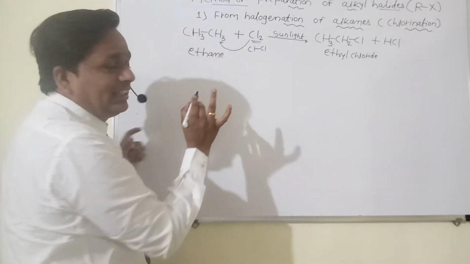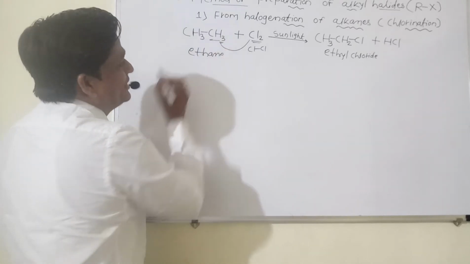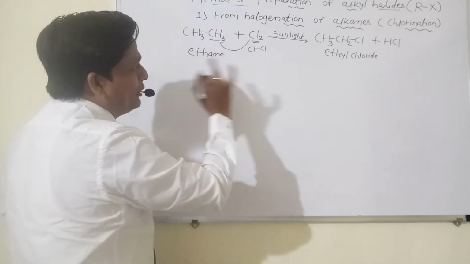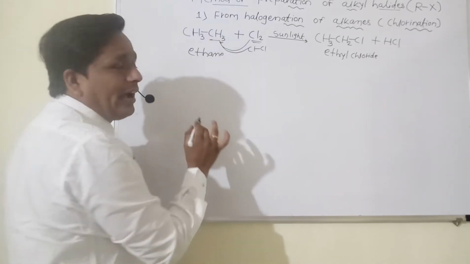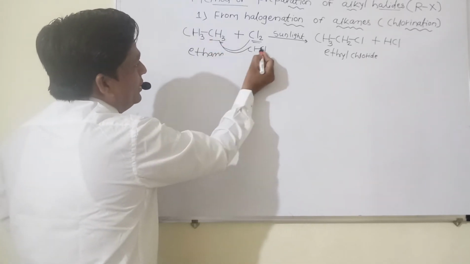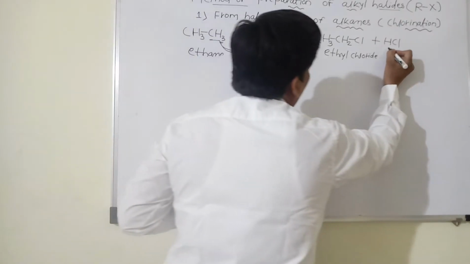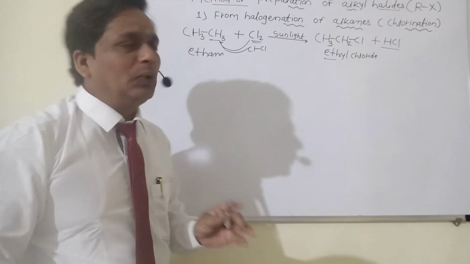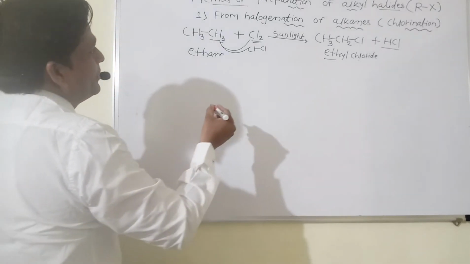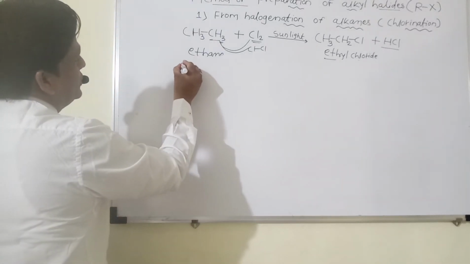CH3 single bond CH3, this is the ethane. From this CH3 one hydrogen atom is removed, and there will be the substitution of chlorine in place of the hydrogen atom, and from this hydrogen and the remaining chlorine there will be the removal of hydrochloric acid, and simply we get ethyl chloride.